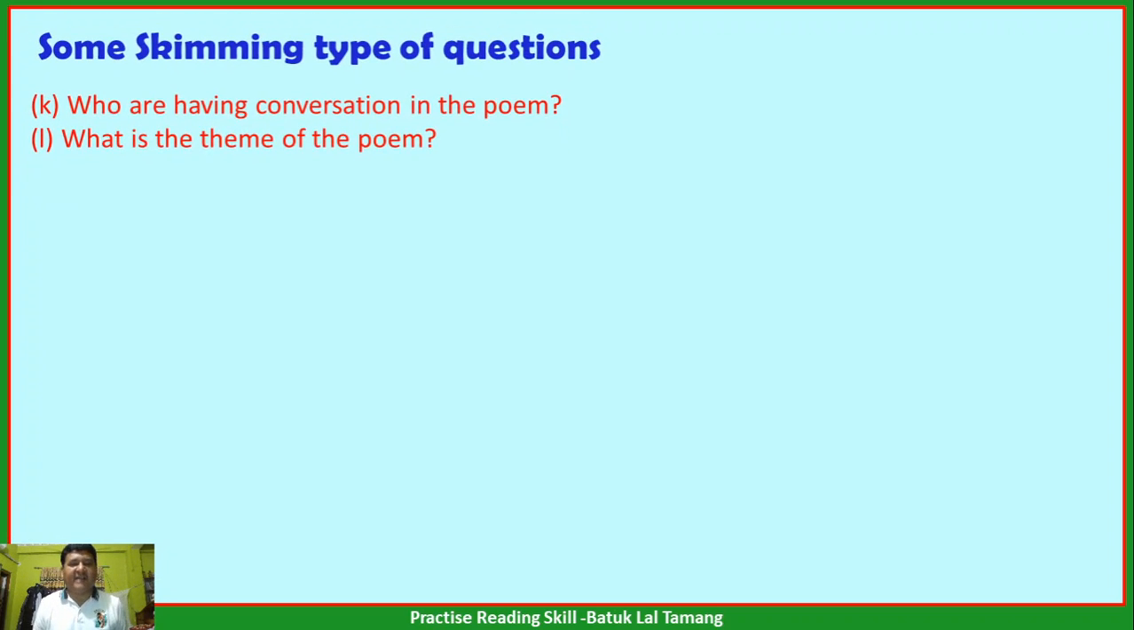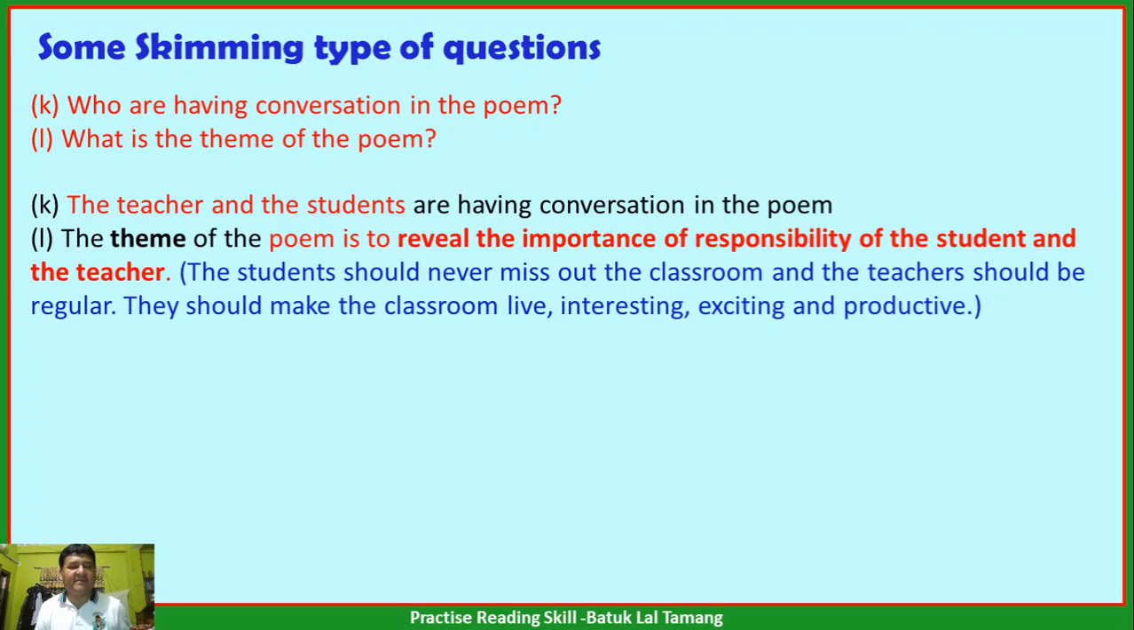Some skimming type of questions. Finally, skimming type of questions. After reading the whole poem, you can find the answer to these questions. Who is having the conversation in this poem? Teacher and student. What is the theme of the poem? The responsibility of the student, not only the student but the teacher too. The responsibility of student and teacher is the theme of this poem.